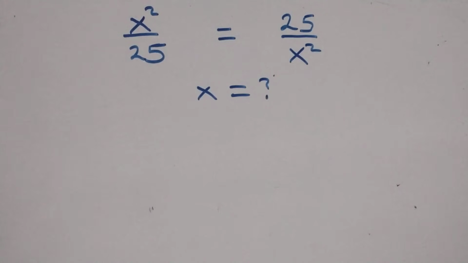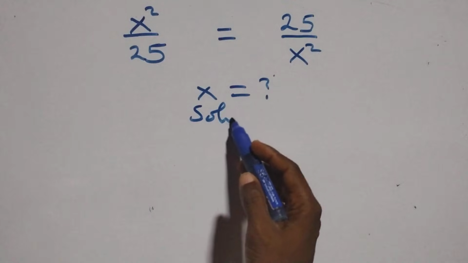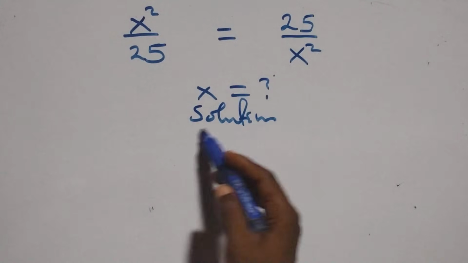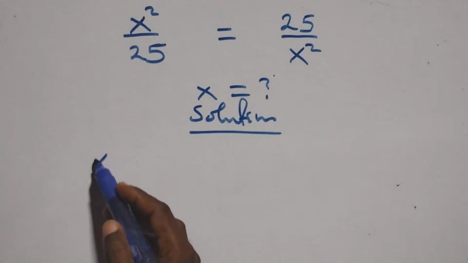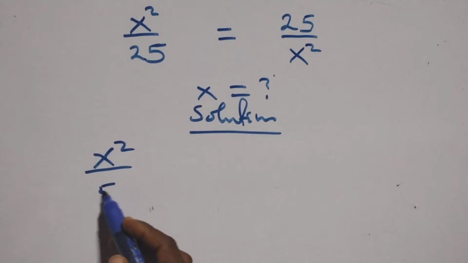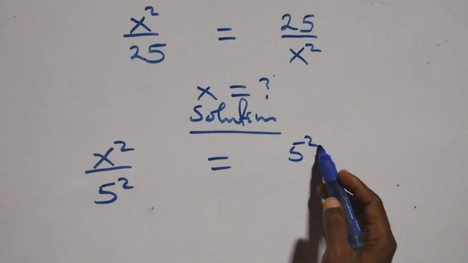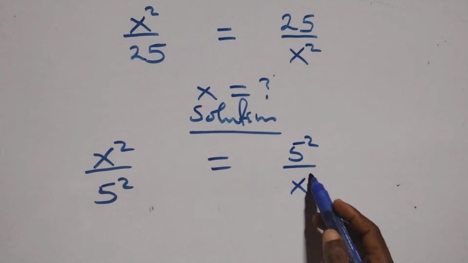Hello, you're welcome. How to solve this nice exponential equation? Solution from here. What we have here, we can write this as x squared over 25, written as 5 times 5, which is 5 squared, equals to 5 squared over x squared.